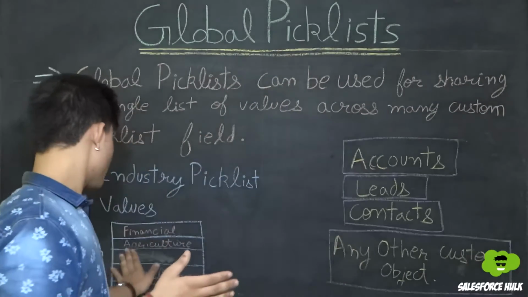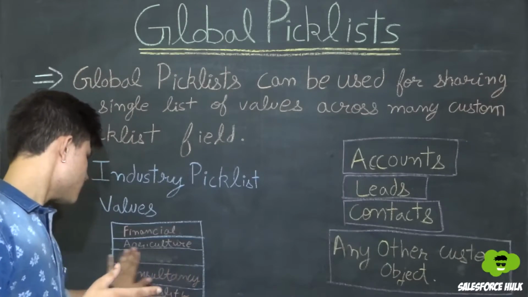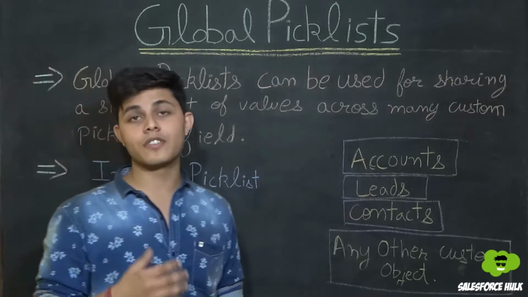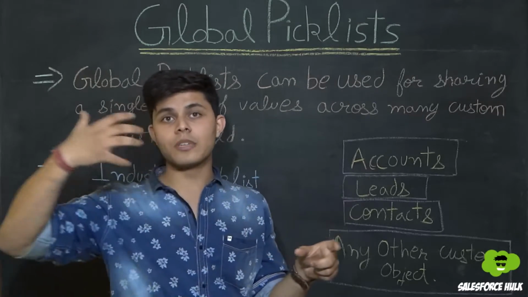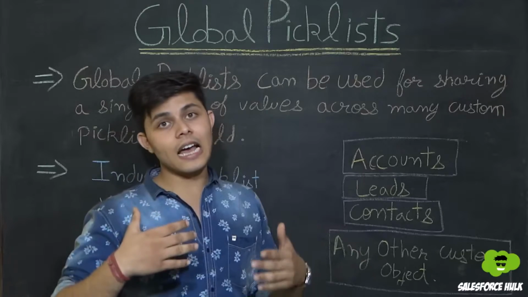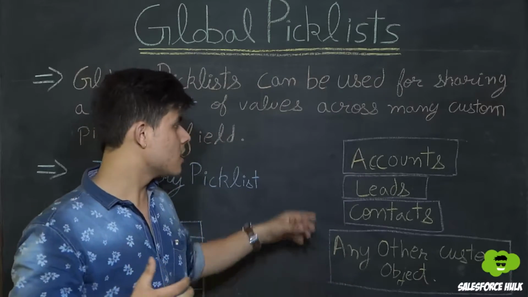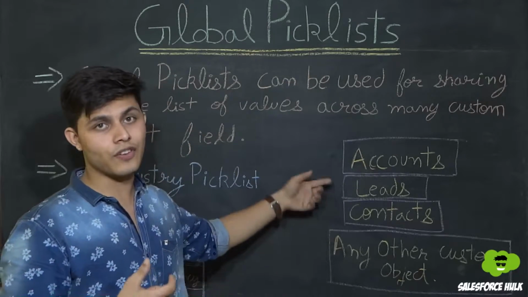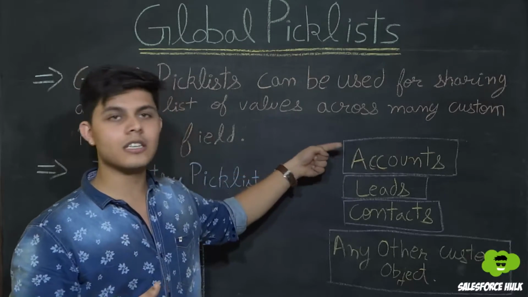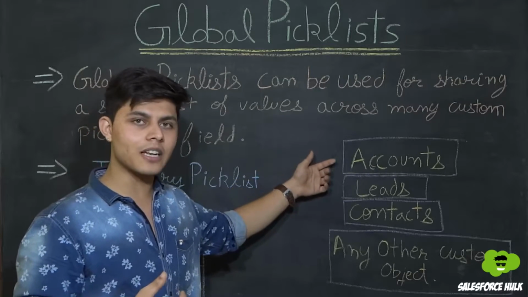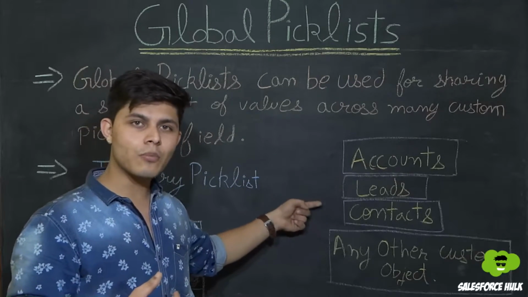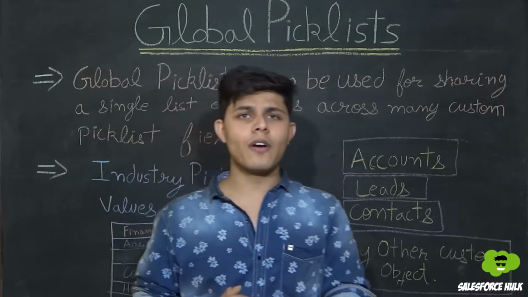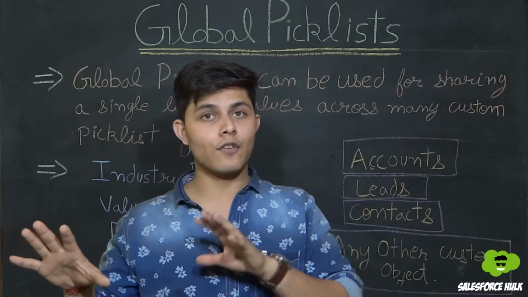And if you delete a particular value, like I have deleted media, then it will be deleted from accounts, leads, contacts, and also from the custom object, whose picklist values are derived from this global picklist value set. Earlier this was not possible, because if you wanted to delete media from all of the picklist fields, you would have to go to accounts and delete it from the accounts picklist field, then from leads, then from contacts, and then from the custom object. Whereas with global picklists, we can do that. Hope you have understood what global picklists are and what they are used for.